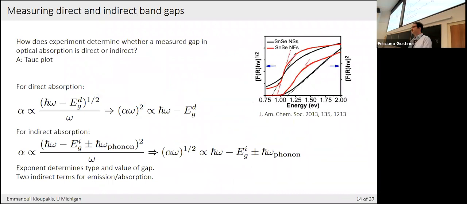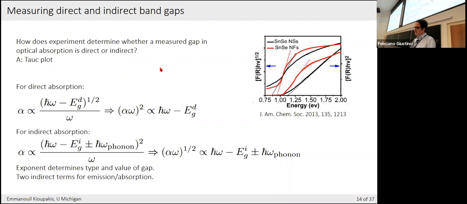Now, let me make a brief comment about how experimentalists measure band gaps, right? So they do optics, and they try to look at what is the onset of absorption, right? And so below the onset, absorption is weak. Above the onset, you get strong absorption. And in fact, there are measurements that they do in order to determine whether a band gap is direct or whether it's phonon-assisted. And the way they do this is with the so-called Tauc plot.